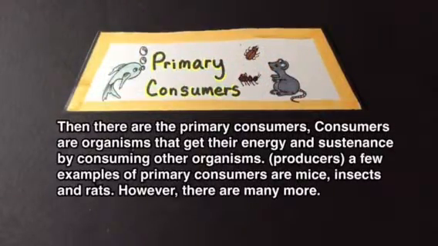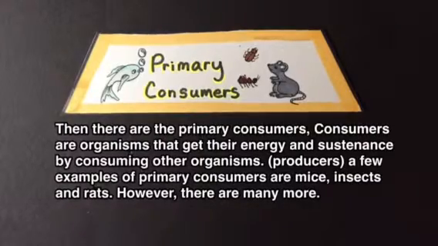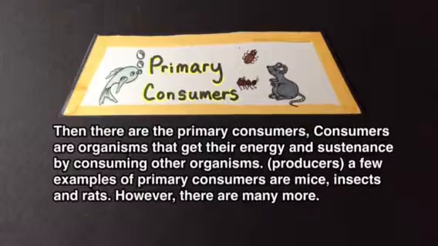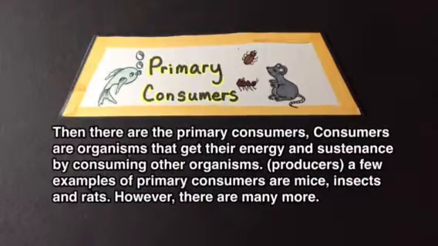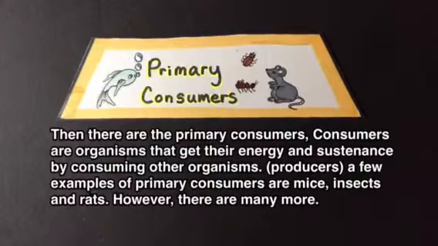Then, there are the primary consumers. Consumers are organisms that get their energy and sustenance by consuming other organisms, producers. A few examples of primary consumers are mice, insects, and rats. However, there are many more.